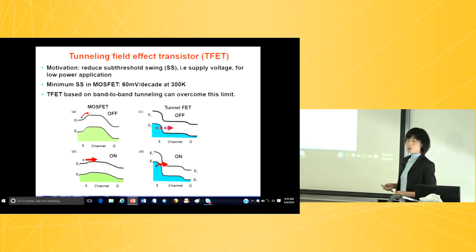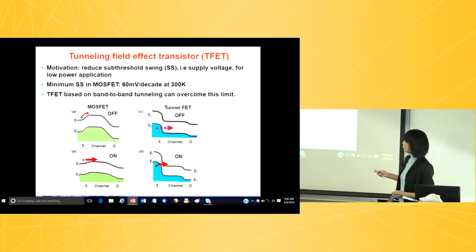For a traditional MOSFET, the smallest subthreshold swing we can make is 60 millivolts per decade. This is limited by the Boltzmann distribution of the carriers. So even if we have zero interface traps, the minimum subthreshold swing we can get is 60 millivolts per decade. In order to overcome this limit, we have to change the device physics fundamentally. TFET is one of the solutions to overcome this limit.